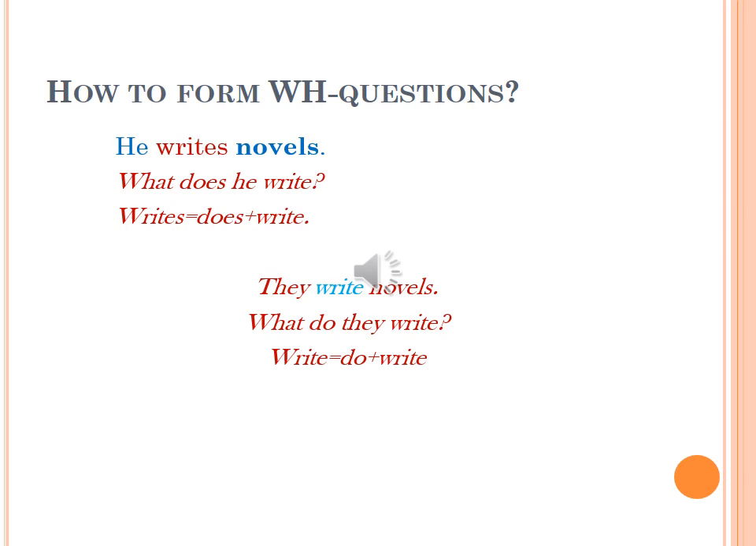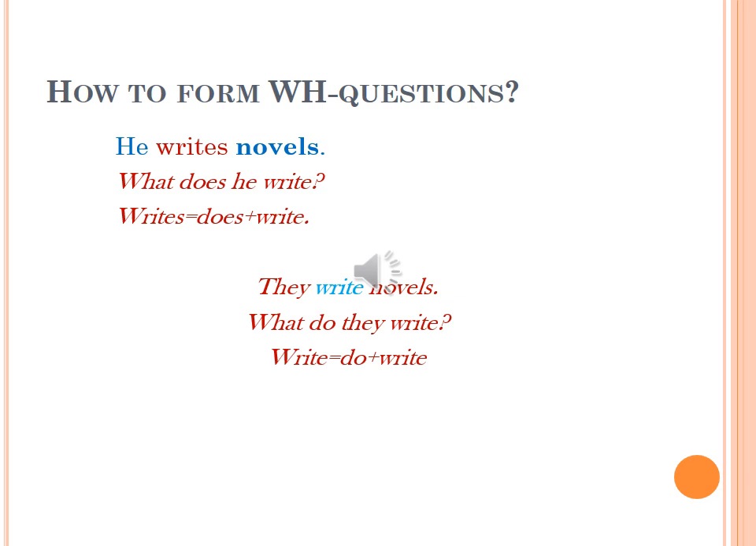In your exam, they may give you a statement like he writes novels or they write novels, and how can you form a WH question for these types of statements? Very simple. Identify the verb in the sentence. Look at the first sentence. He writes novels. This is in simple present tense. So writes is the verb, and we have to use does plus write. So how can we frame the question here? What does he write? Question mark.